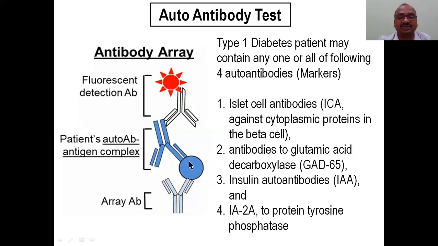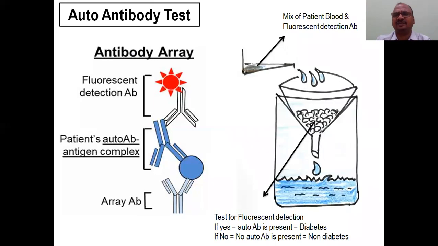antibody antigen complex. This is antigen, this is antibody. Both are in blue color. You can see this is a round shape. So how to detect this? By using an ELISA-like test. So there are 4 islet autoantibodies, called markers. These are very important for all competitive examinations. These are the antibodies: GAD65, IAA, ICA, IA2A. Among these, if any 1 or 2 or 3 or 4 is there, that's it. Okay, it is type 1 diabetes.